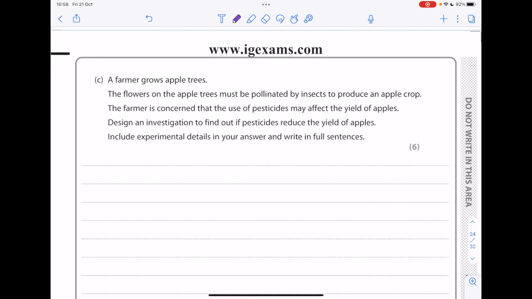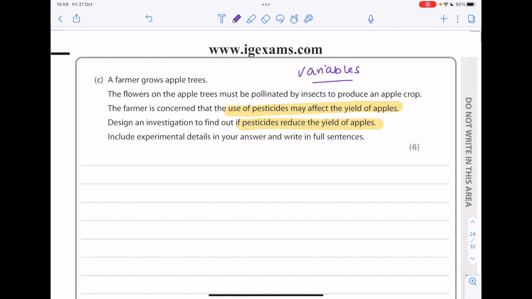A farmer grows apple trees. The flowers on the apple trees must be pollinated by insects to produce an apple crop. The farmer is concerned that the use of pesticides may affect the yield of apples. Design an investigation to find out if pesticides reduce the yield of apples. Include experimental details and write in full sentences. So remember, if you've been following me for a while, I like to use the variable layout here rather than columns. So what will our independent variable be?